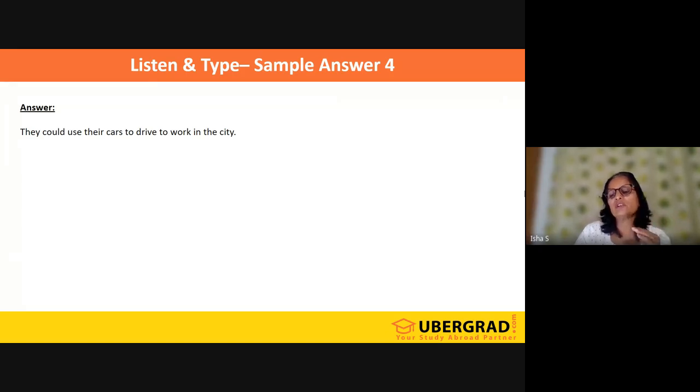So here, when we say they can use their car, we are talking about the possibility. Can also indicates the possibility, but the chance of possibility is high. And when we use could in our statement, the possibility sounds a little weak. So here the right answer is: they could use their cars to drive to work in the city.